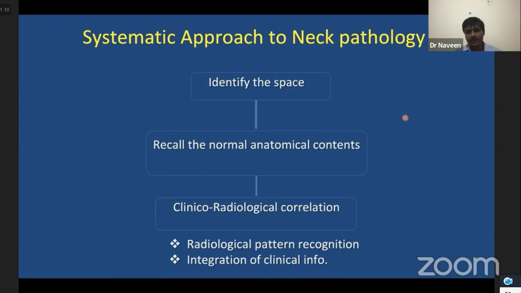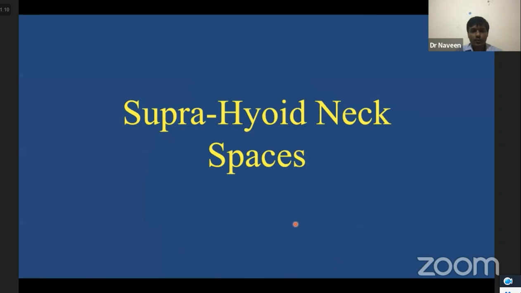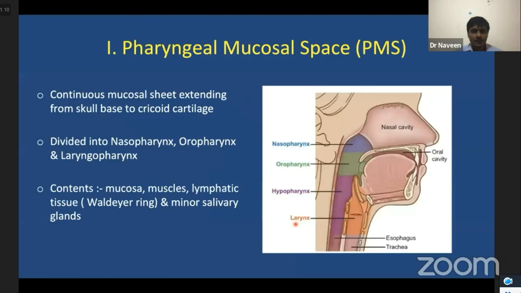as an aggressive lesion in the nasopharynx in a young patient, in a child, is more probably a rhabdomyosarcoma rather than a nasopharyngeal carcinoma, which is seen in an elderly patient. So we should also know the clinical picture of the patient before approaching the imaging part. Coming to suprahyoid neck spaces, first, we'll deal with the pharyngeal mucosal space.